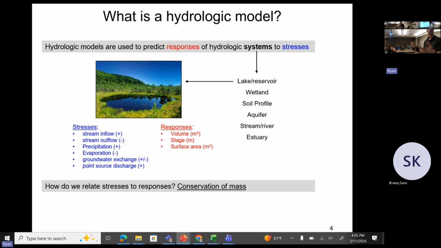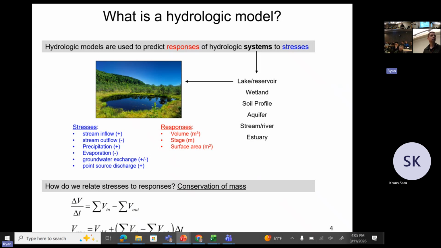And of course, how do we relate stresses to responses? We have conservation of mass. And so we're going to look at the change in volume, for example, how much lake water we have with respect to a change in time, equals all the inflows minus all the outflows. So a very simple water balance.